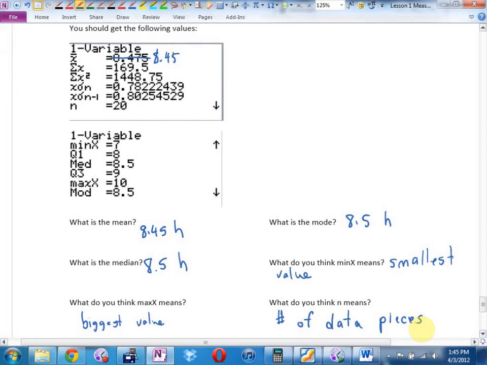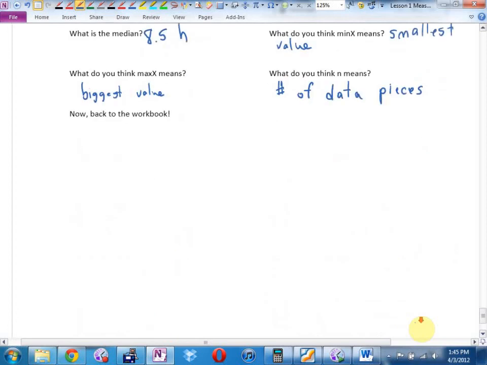So this handout here tells you how to use your graphing calculator. I apologize that some of the numbers are wrong, unfortunately, but that's okay. The textbook is going to walk you through a TI graphing calculator, so we're going to ignore those instructions and do it our own way. Now back to the workbook.